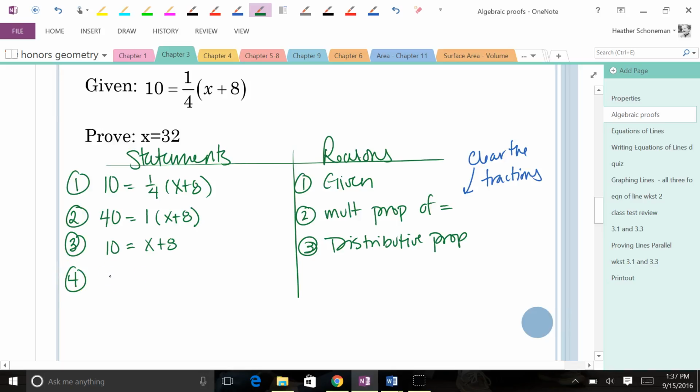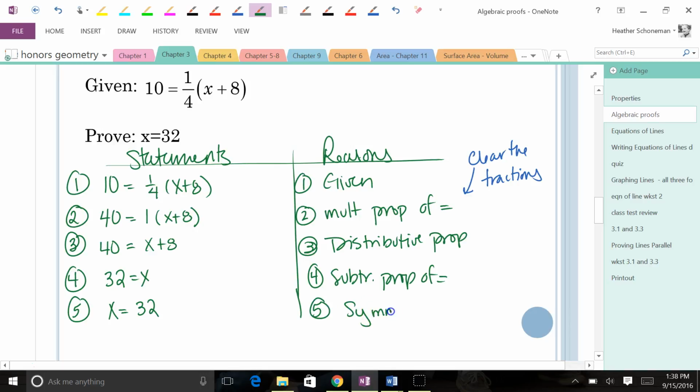And 4, subtract. Whoops, where did I make a mistake? This is 40, there we go. Subtract 8 and we get 32 equals x. So that's the subtraction property of equality. And then last but not least, this doesn't match exactly, so I flip it, so I get x equals 32, and I'm able to flip it using the symmetric property.